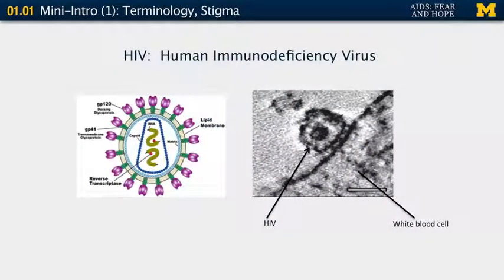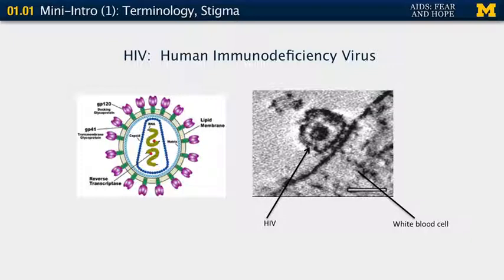Let's start with HIV, the human immunodeficiency virus. The name is descriptive. It is a virus, it only affects humans, and it attacks the immune system and causes that system to be deficient. Here are two images that depict HIV. The one on the left is a schematic diagram. We will see many of these diagrams. They are designed to help us understand the way the virus works.